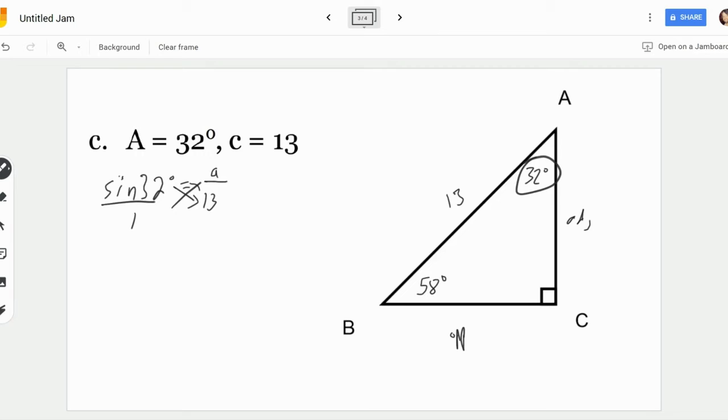So this is sine 32 times 13. It's good to know that you're closing those parentheses off. Is equal to A. So on the calculator, I have sine of 32 times 13. And I get 6.9. That was this opposite side.